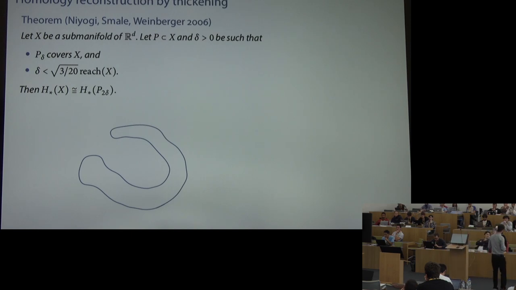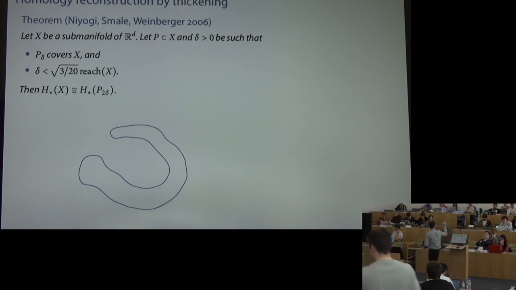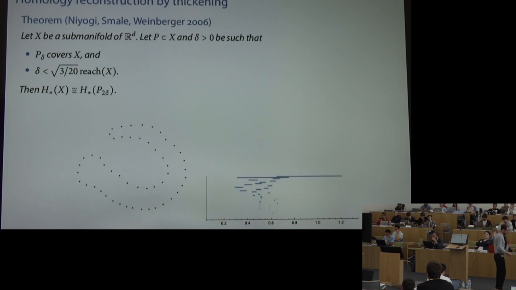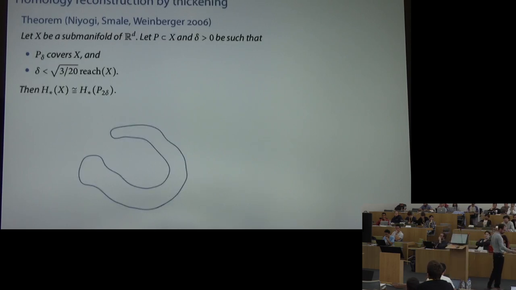That's nice, yeah? But the requirements, having a submanifold and having this delta as small, is actually quite strong. Because the reach is controlled by the curvature. If the curvature is very small at some point, I lose control over this. So this is great, but not very useful in practice. And here's an example showing where this goes wrong already. This is what I referred to at the beginning of the talk. Maybe you'll recognize this. So here's a point cloud of a curve, but here's the curve.